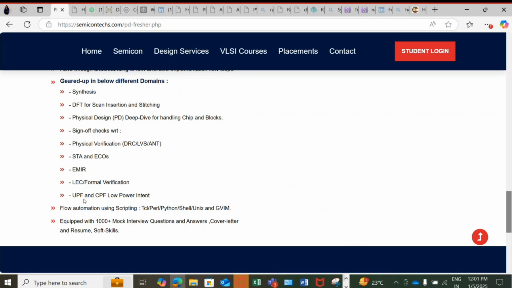Sign-off checks with respect to physical verification, DRC, LVS, antenna, STA and ECOs, EMIR, LEC formal verification, UPF and CPF low power intent, and flow automation using scripting: Tcl, Perl, Python, Shell, and Unix. We'll be giving an overview of all these scripting languages along with GVim.